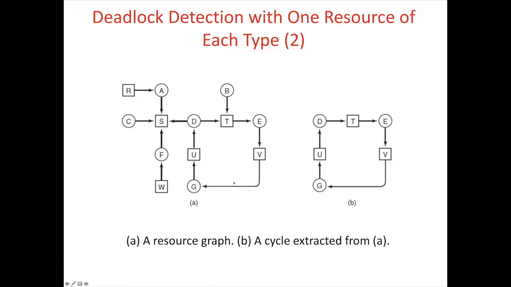In part B, we have the cycle extracted from A here. Because we have a single instance of each resource and there is a cycle, there is a deadlock in the system. However, if there is more than one instance, then it will become more complicated.